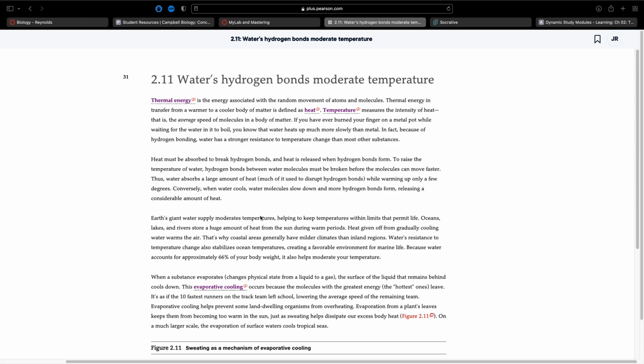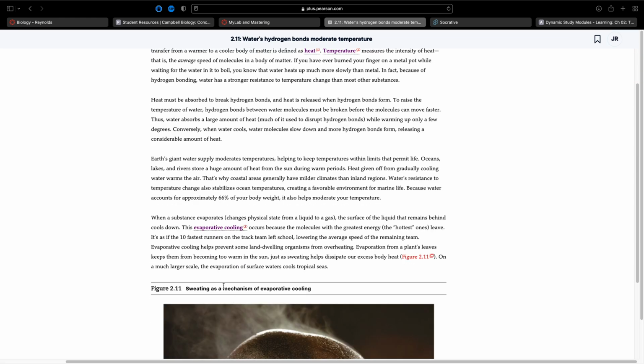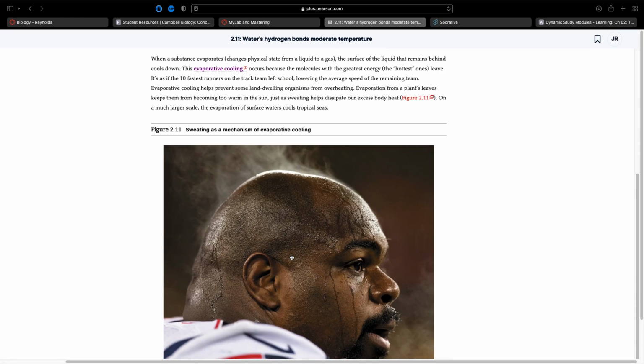So this page also talks about the evaporative cooling. So now this athlete has sweated, and our body heat is coming out with the sweat. So now you have this on the surface of your body, and it is going to evaporate off and take the heat with it. So it's got some heat trapped inside of the area right here.